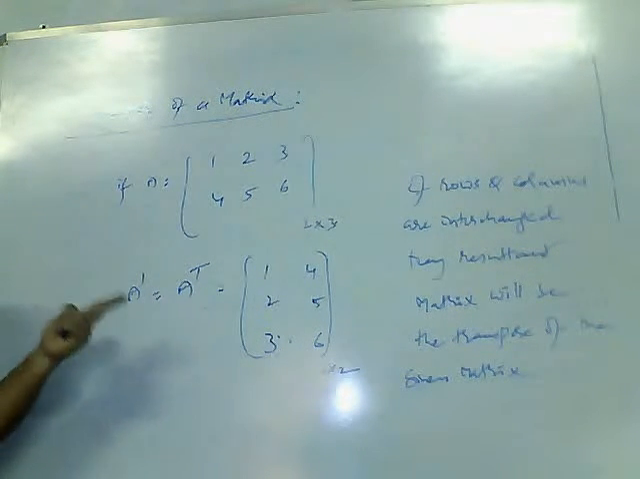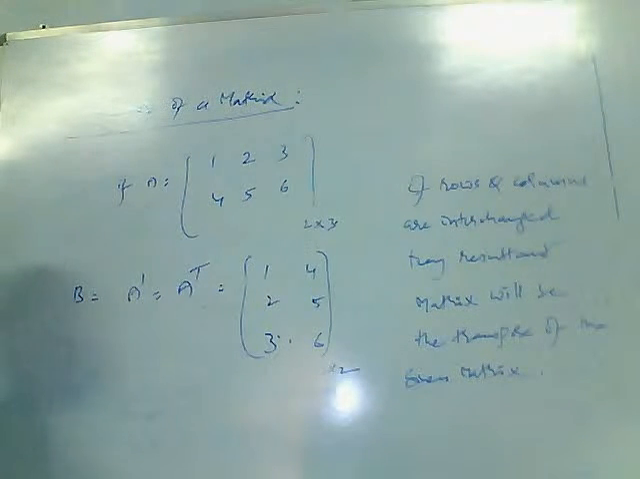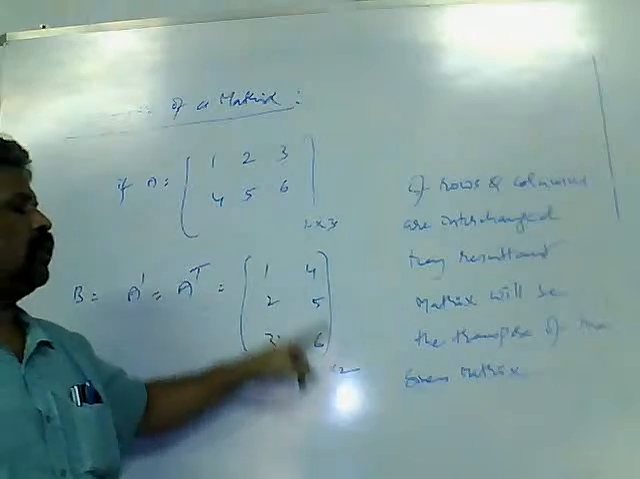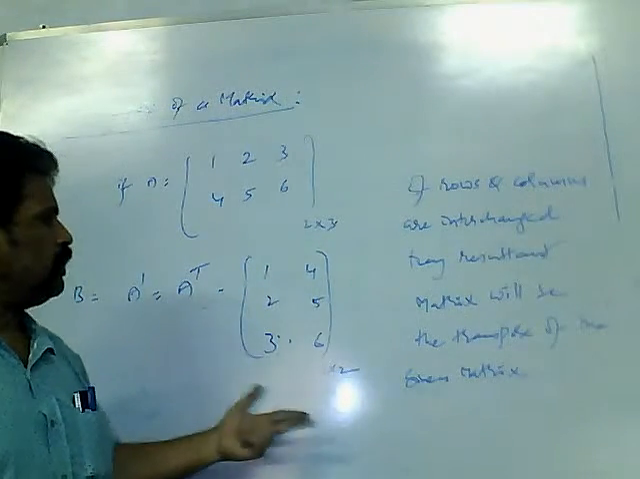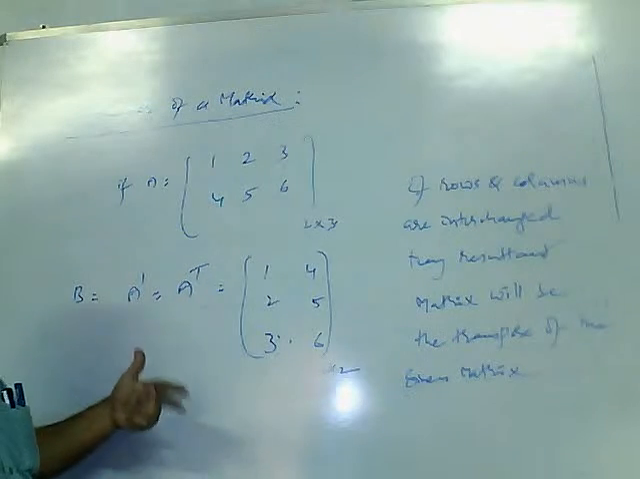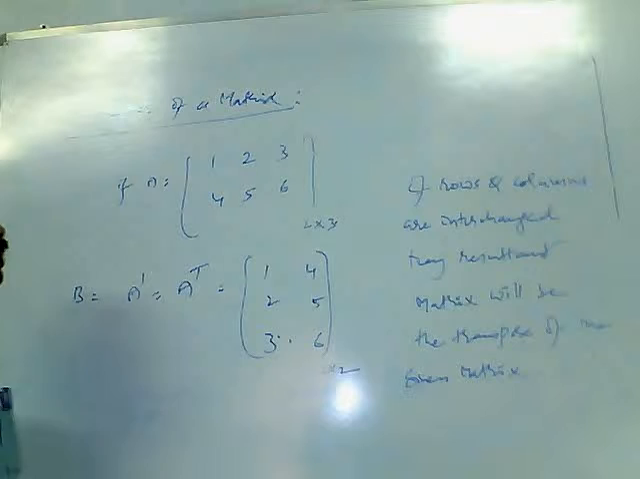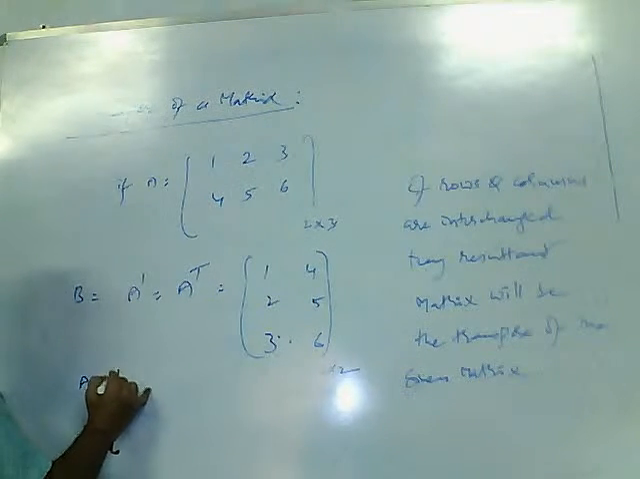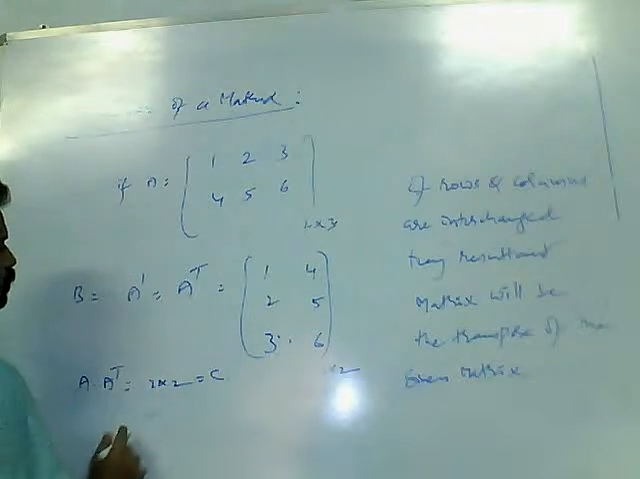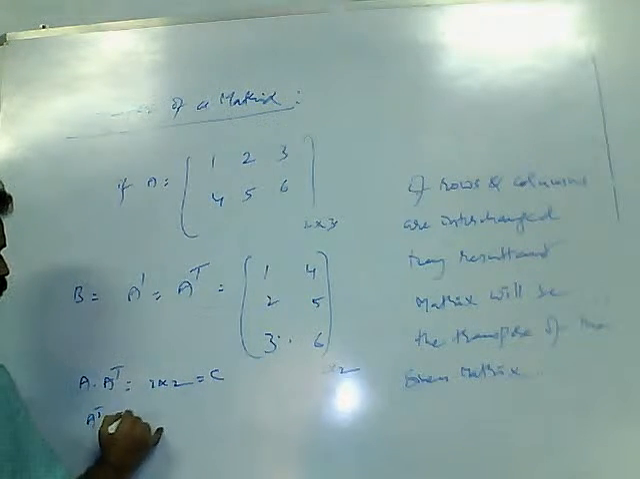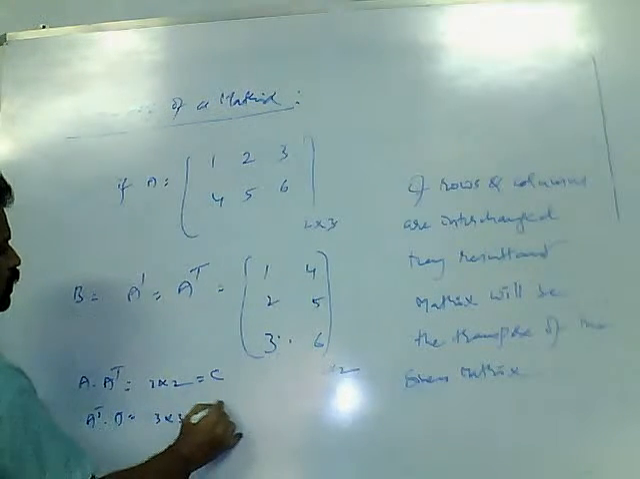You can call it A transpose or A dash, it's the same only. Now, a matrix and its transpose can be multiplied with each other, because the orders are 2 by 3 and 3 by 2. So you can go with A into A transpose, or you can take A transpose into A also. Right? Now A into A transpose is 2 by 3 into 3 by 2, and the order is C something. A transpose into A is 3 by 2 into 2 by 3, so the order is 3 by 3, that you can take D.